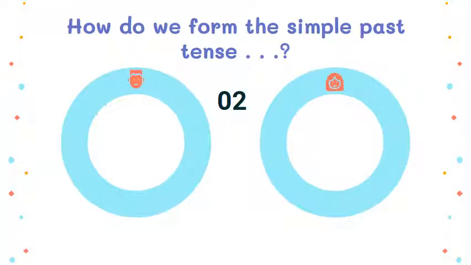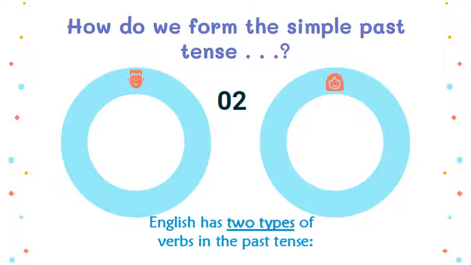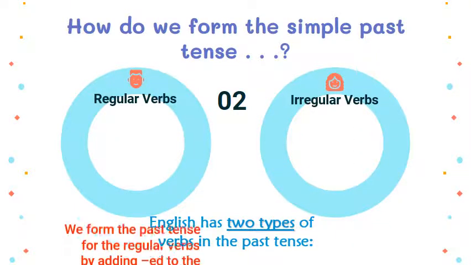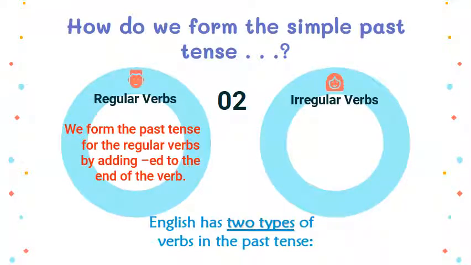Now we move to the second point in our lecture. How do we form the simple past tense? First of all, English has 2 types of verbs in the past tense. So you have to know that we have 2 types of verbs: the regular verbs and irregular verbs. What do we mean by regular verbs? We form the past tense for the regular verbs by adding ed to the end of the verb. So the regular verbs are the verbs that follow the rule that says you have to add ed to the end of the verb.